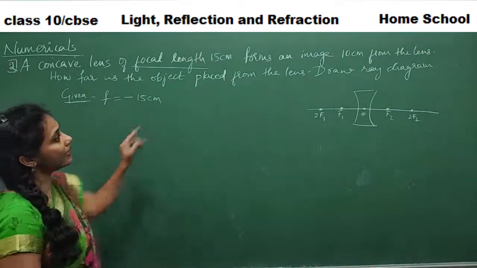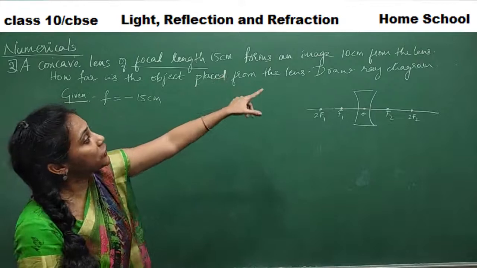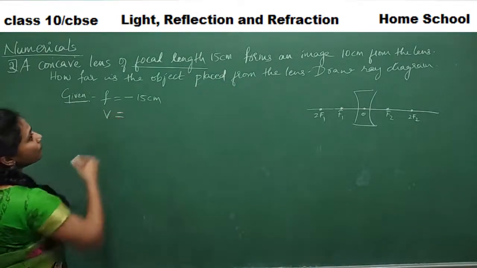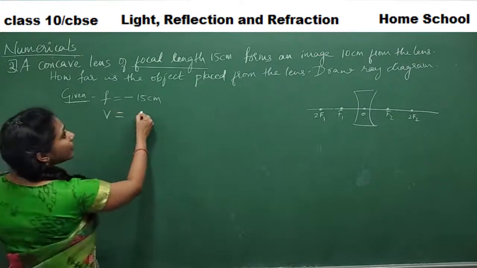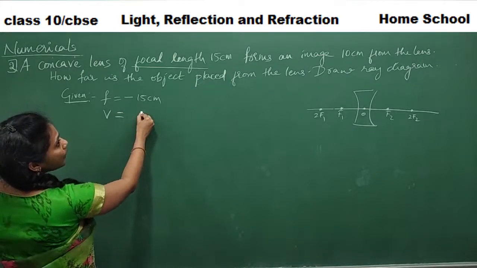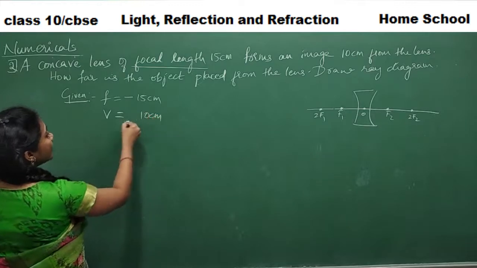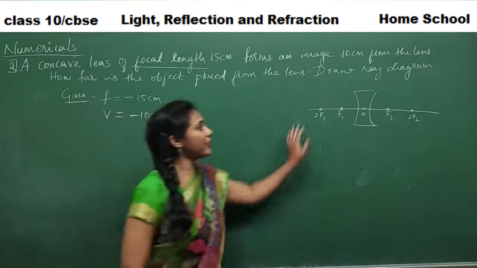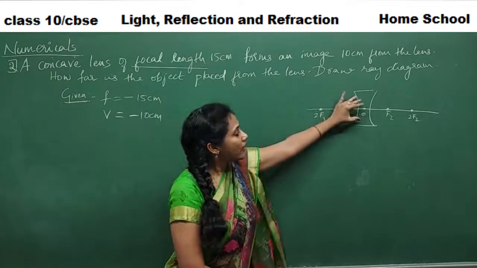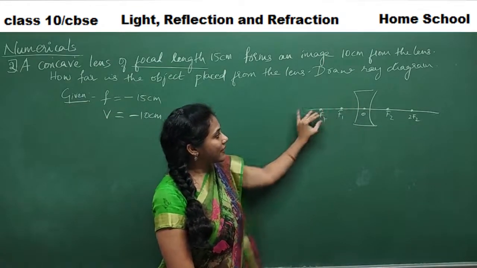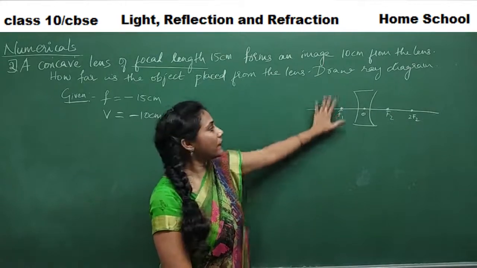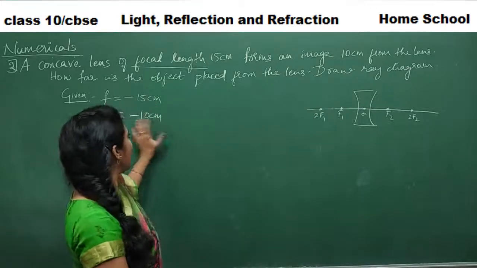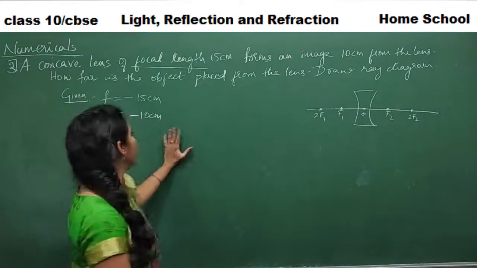Okay, what else is given? The image forms 10 centimeter from the lens, they gave. So image distance, this time they have given, is how much, guys? 10 centimeter. And what is the sign of V in case of concave? It's also negative, because the image is always formed here, because when we drag the refracted rays, they meet up this side, right? So image is formed here. It's a virtual image. Always here virtual images are formed. It's a negative sign. Okay, fine.